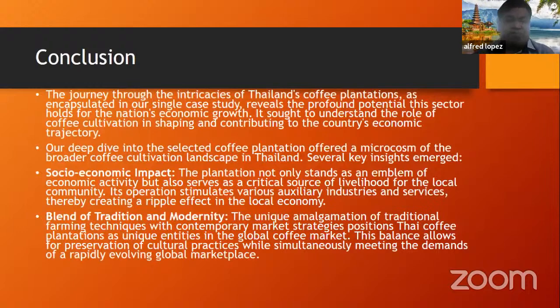So in conclusion, the journey through the intricacies of Thailand's coffee plantations, as encapsulated in our single case study, reveals the profound potential this sector holds for the nation's economic growth. It sought to understand the role of coffee cultivation in shaping and contributing to the country's economic trajectory. Our deep dive into the selected coffee plantation offered a microcosm of the broader coffee cultivation landscape in Thailand. Several key insights emerged. Socio-economic impact.